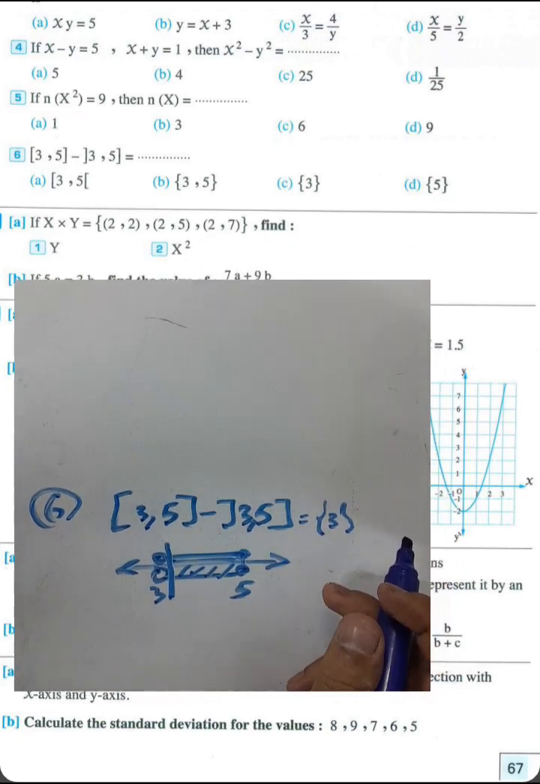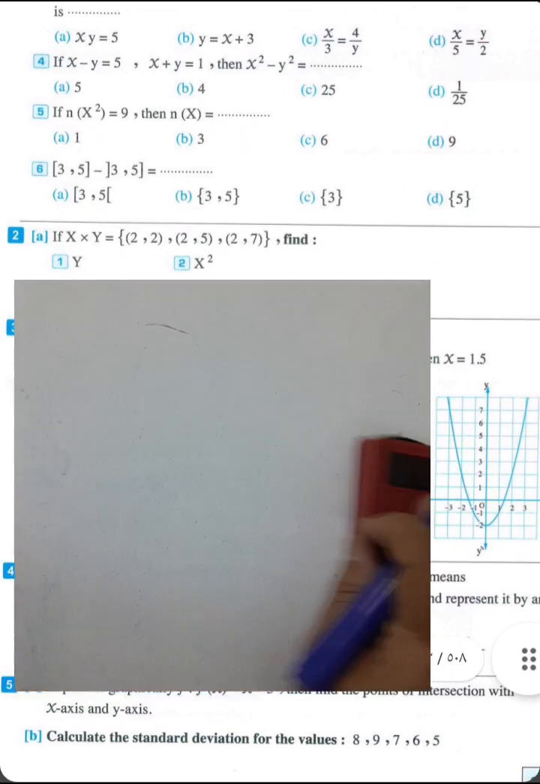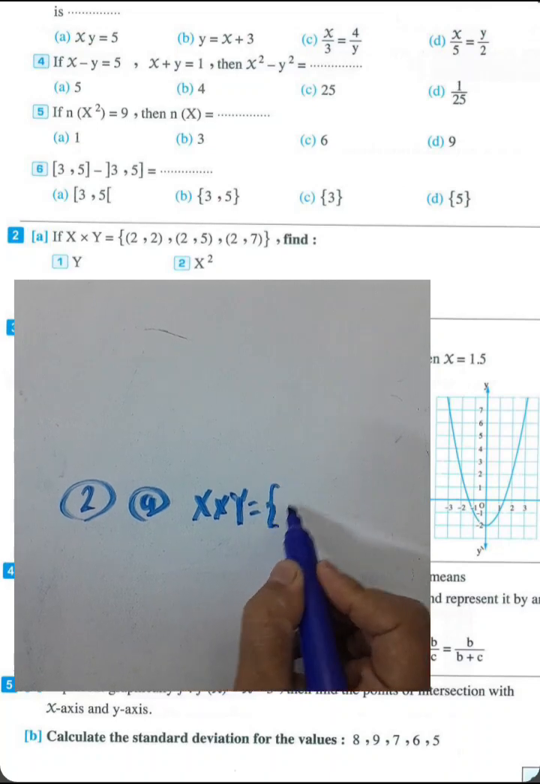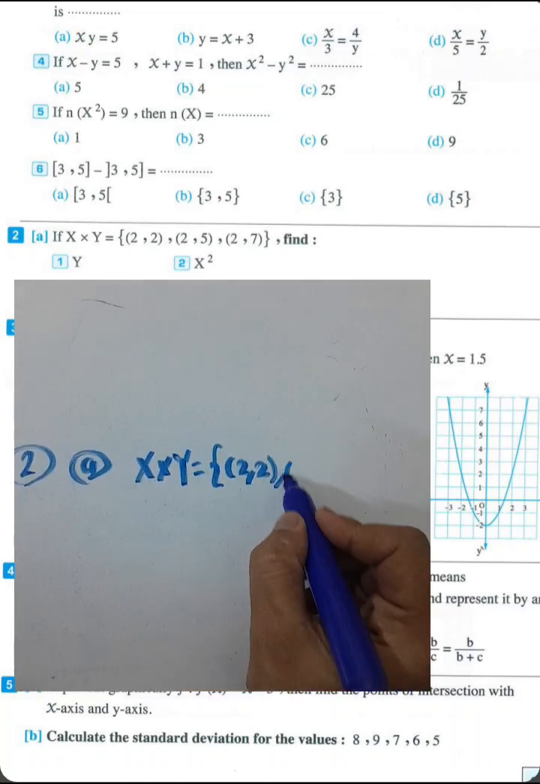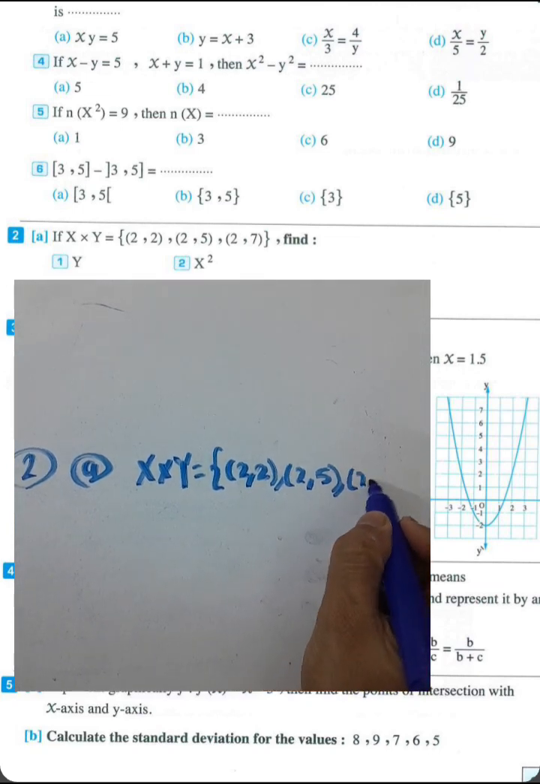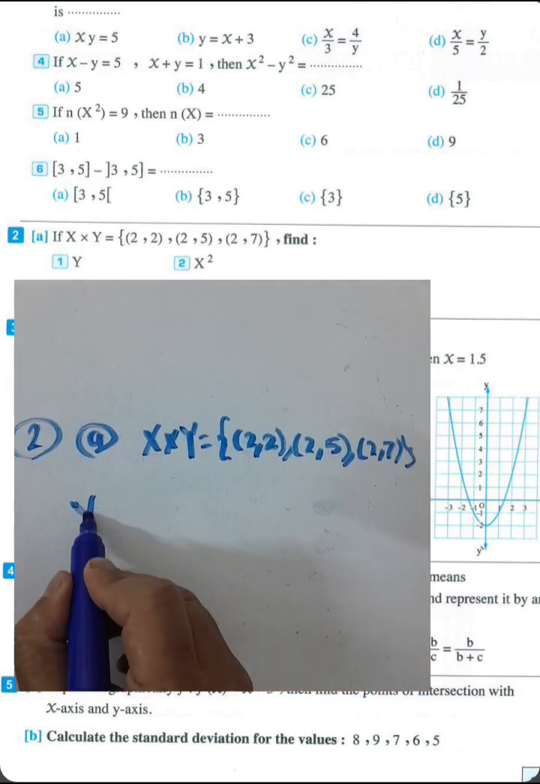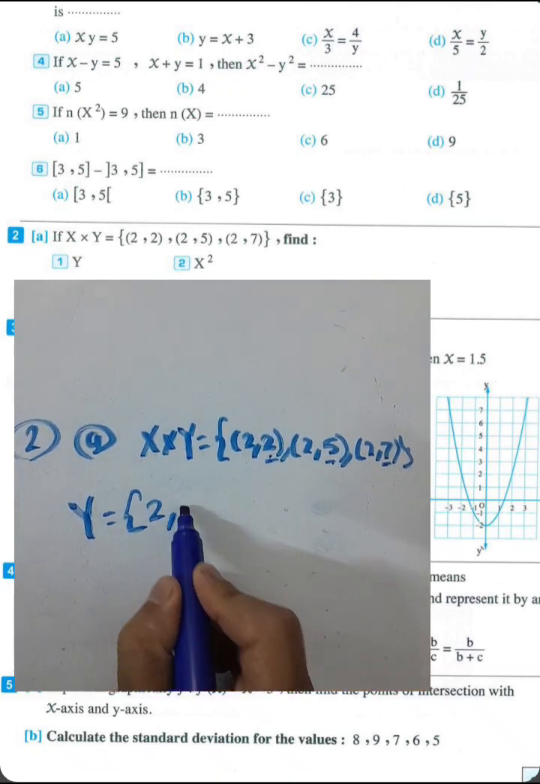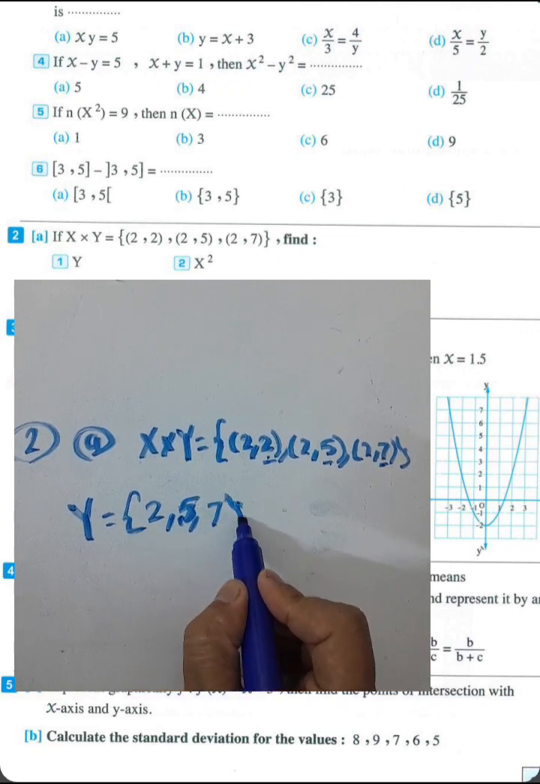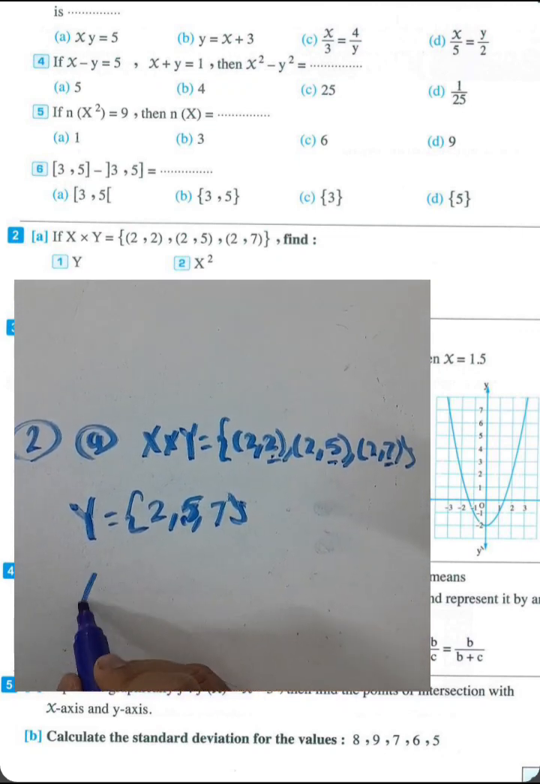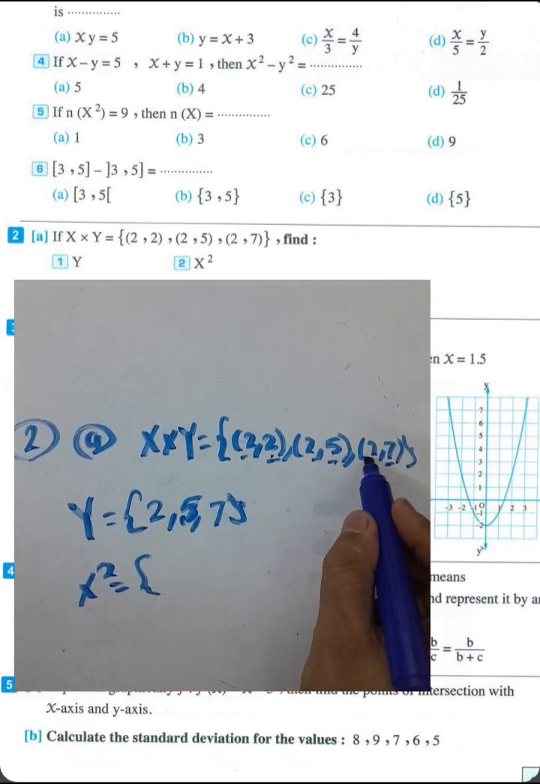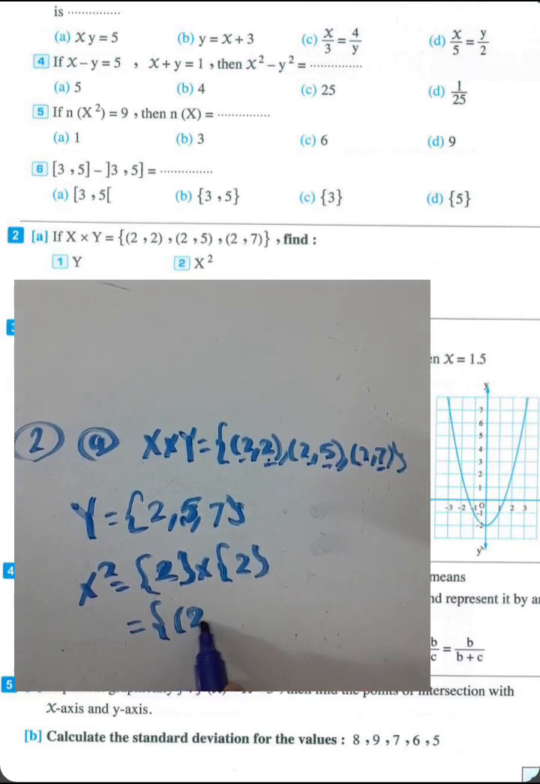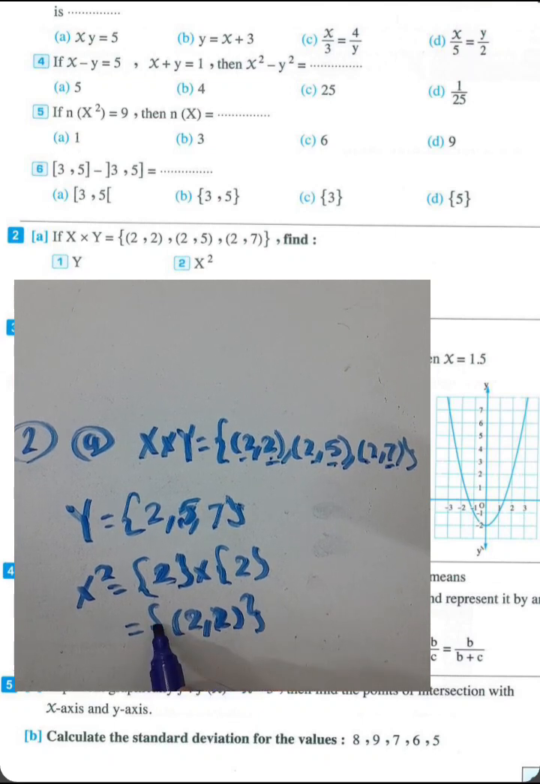Choose letter C. Question here, number 2, letter A. If x Cartesian product with y equals the set of (2,2), (2,5), and (2,7), you want to find y. Y is the second projection here, in order. Y equals 2, 5 and 7. Okay, it's y. Y equals 2, 5 and 7. And x2 means x product itself, so the product by the set of 2. Then the result will be (2,2). This ordered pair will be 2 and 2 and closed.